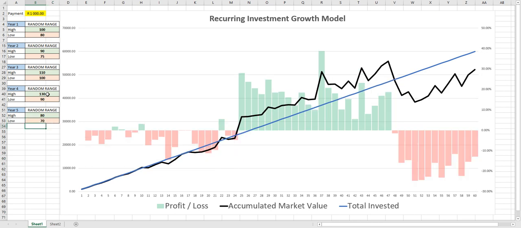So basically what happened here was, you can see that every time this black line dips below the blue line, that means we are actually buying more units in the market, because the price of the units is less than the average price of the units that we are holding in our portfolio. And remember, that is a very crucial element to recurring premium investing.